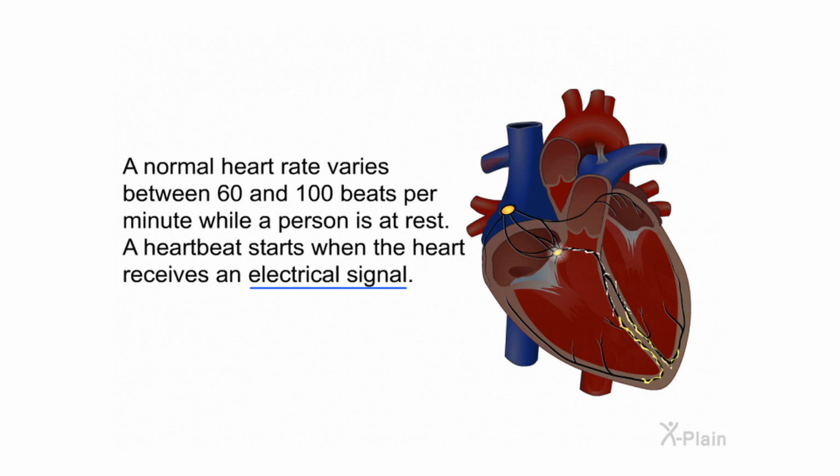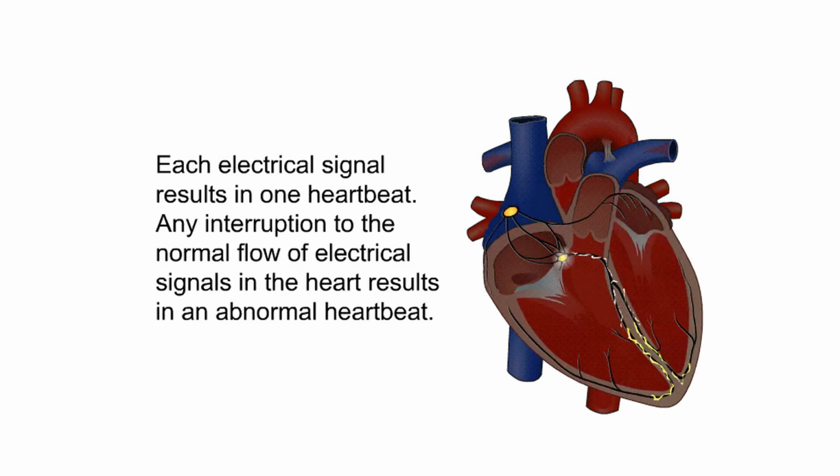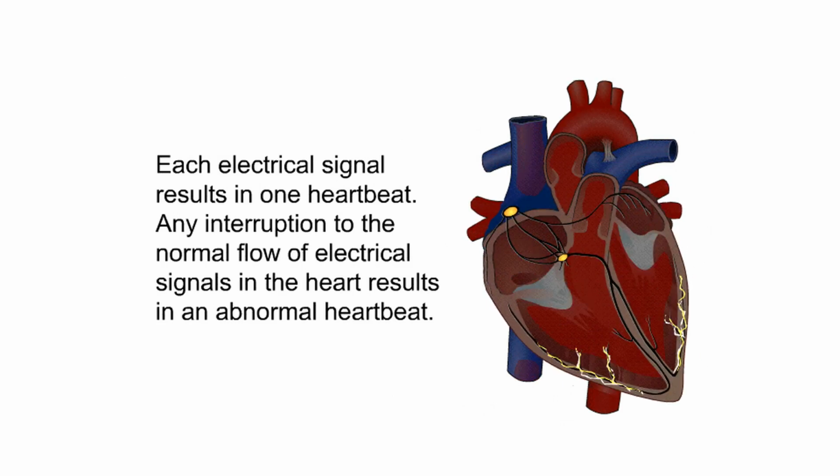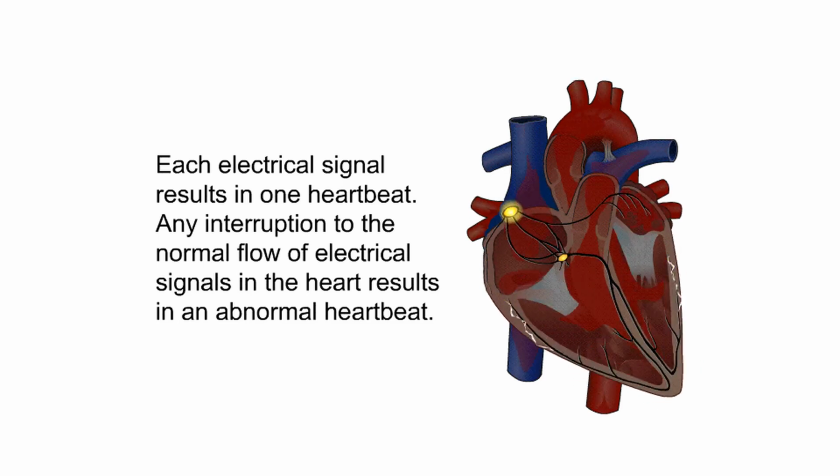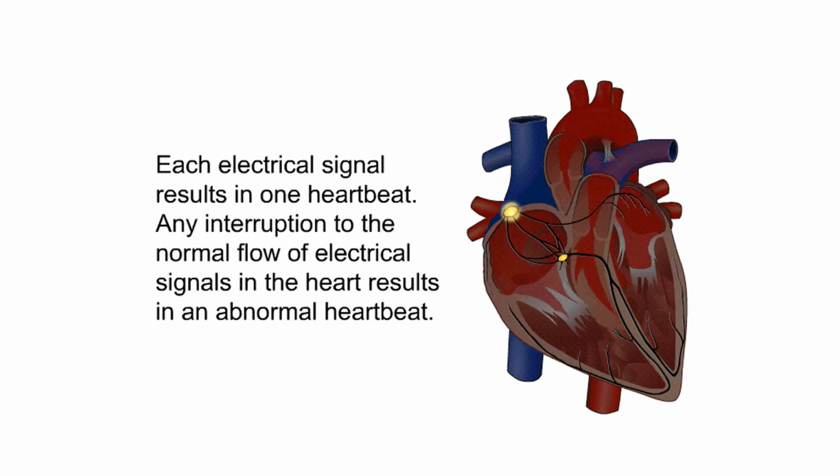A normal heart rate varies between 60 and 100 beats per minute while a person is at rest. A heartbeat starts when the heart receives an electrical signal. Each electrical signal results in one heartbeat. Any interruption to the normal flow of electrical signals in the heart results in an abnormal heartbeat.